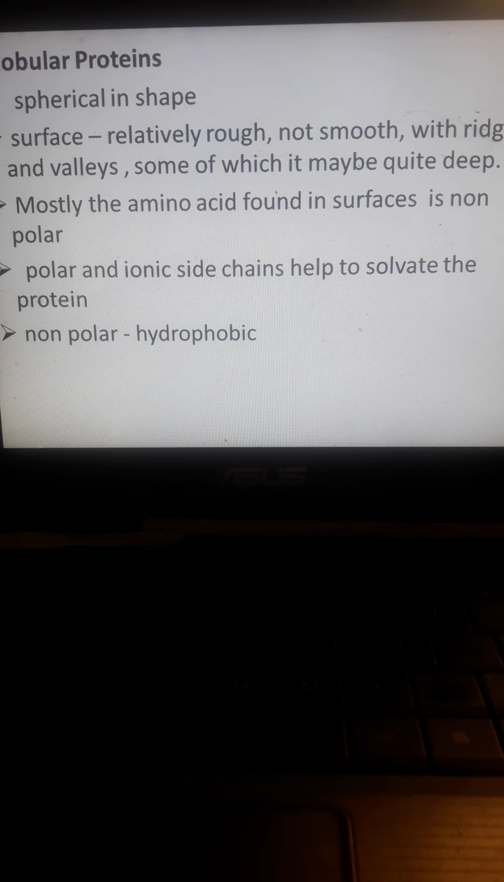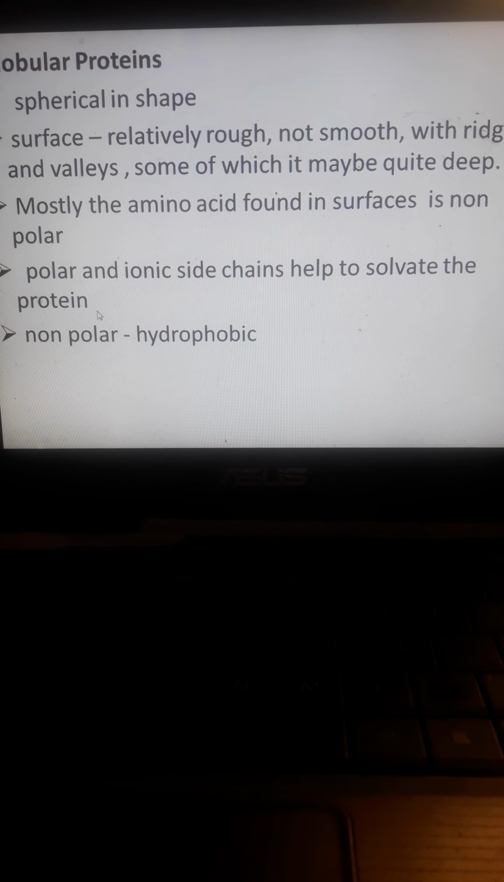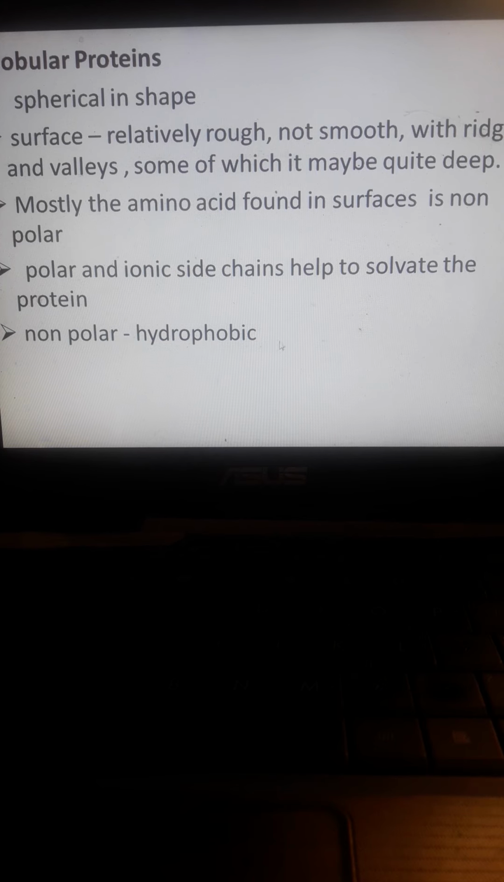Ionic, okay, the globular proteins already transfer electrons with water. Okay, so it also has a tendency to solvate the protein. So non-polar is the hydrophobic chain.